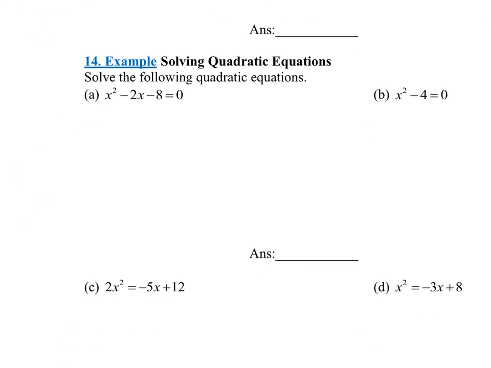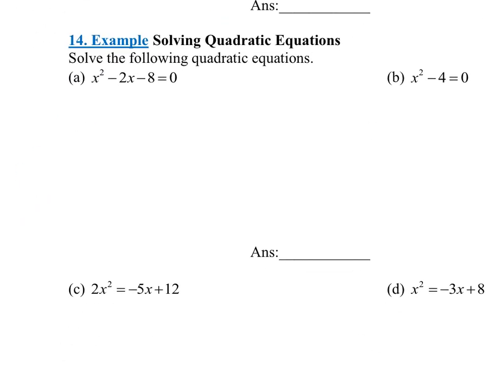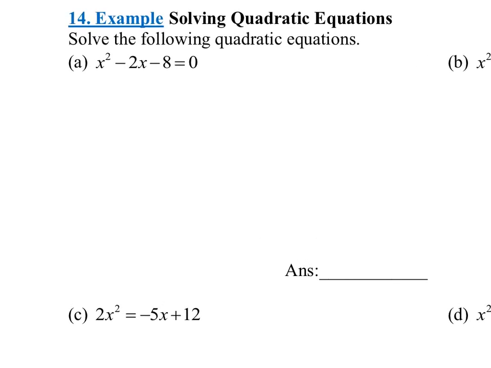Okay, let's move on. It says solve the following quadratic equations. There is no difference between solving a quadratic equation and finding the zeros. They're absolutely the same thing, the same strategy. So here you just set it equal to 0 and you solve. Again, here we need two numbers that multiply. So we have x squared minus 2x minus 8 equals 0.